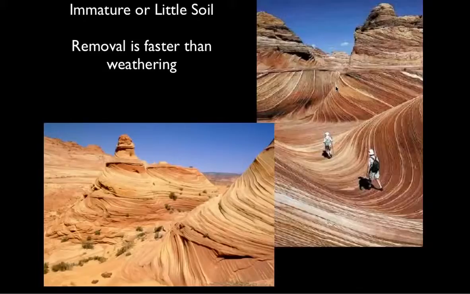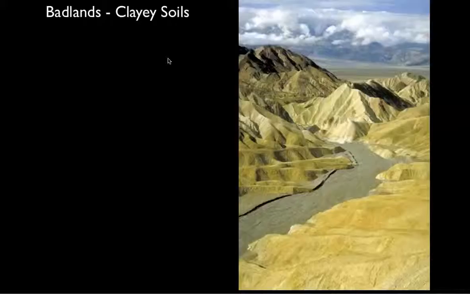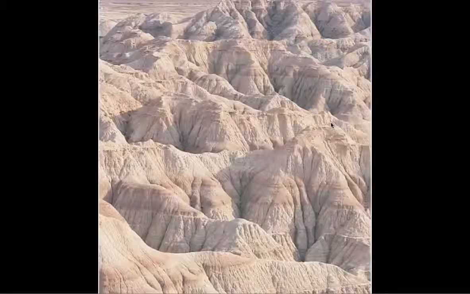Deserts are typified by immature or very little soil, and the winds remove the soil faster than weathering can create the soil. Often they will have badlands, which are clay soil, and as clay gets wet, it expands, and as it expands, it blocks the water. When it dries out, it shrinks. Plants don't grow well in this stuff. Go to the Little Painted Desert in northern Arizona, not a lot of plants there.